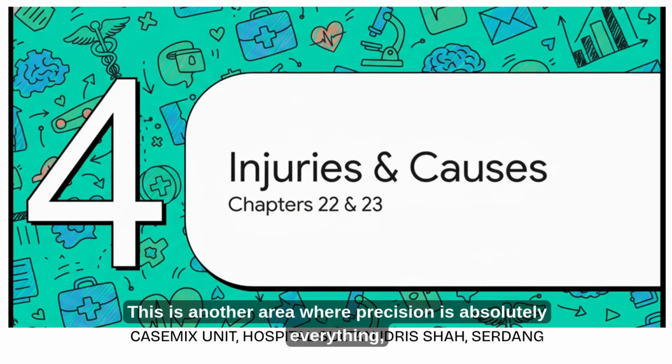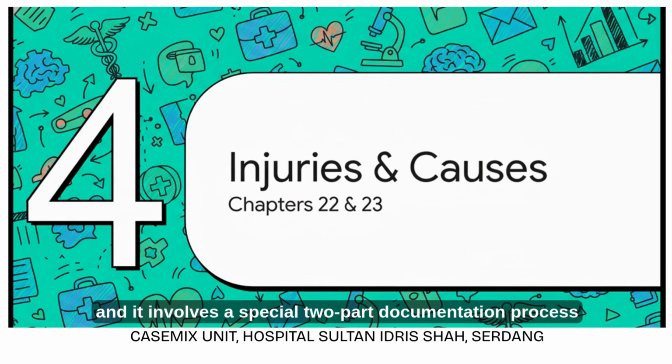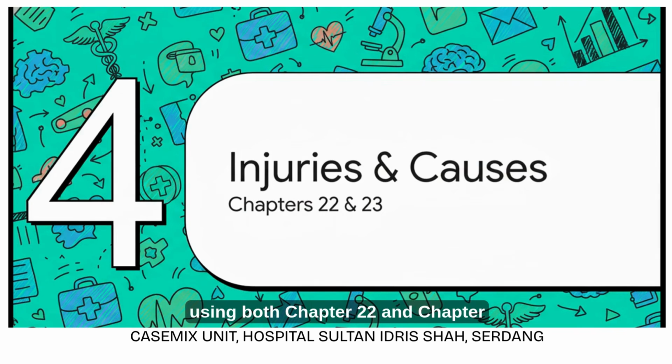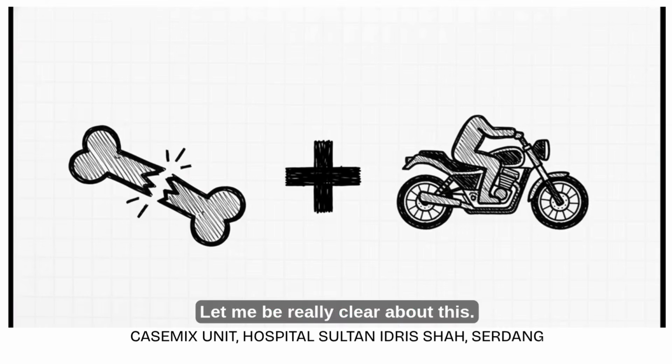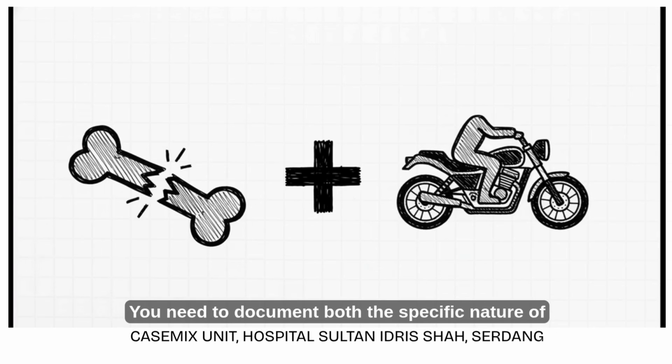This is another area where precision is absolutely everything, and it involves a special two-part documentation process using both Chapter 22 and Chapter 23 of the codebook. Let me be really clear about this. This part is non-negotiable. It is not enough to say what the injury is. You have to say why it happened. You need to document both the specific nature of the injury and the external event that caused it. This dual coding is a core feature of ICD-11.